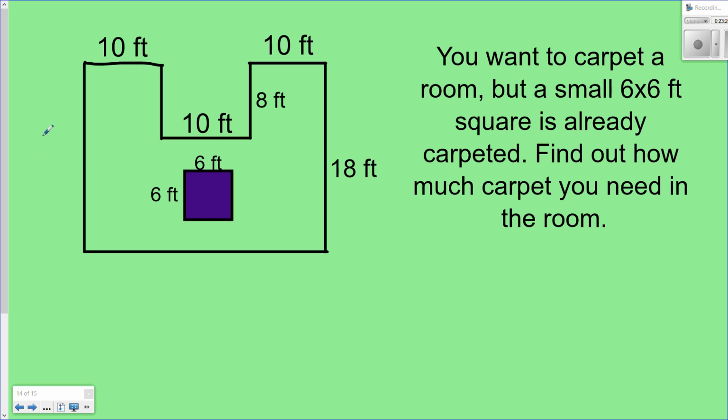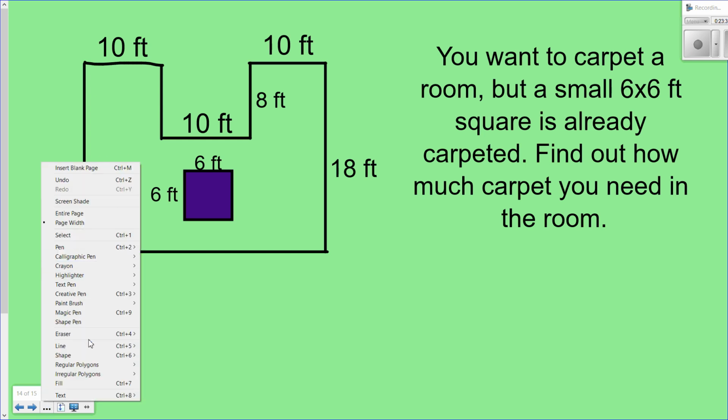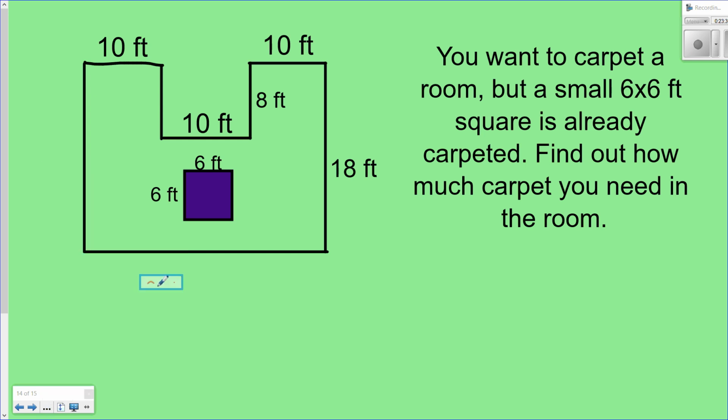Some of it's already carpeted. Find out how much carpet we need for the room. Well, first of all, we're going to have to split it into some things that we know. The easiest thing I think for this would probably be just to split it so you have 2 of the same up here and then a big rectangle in here.